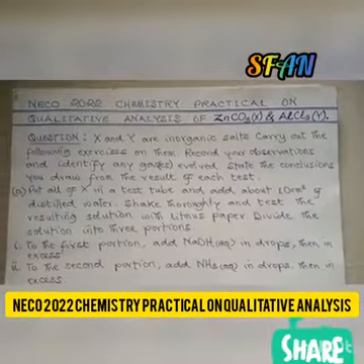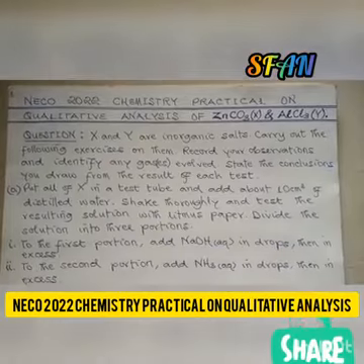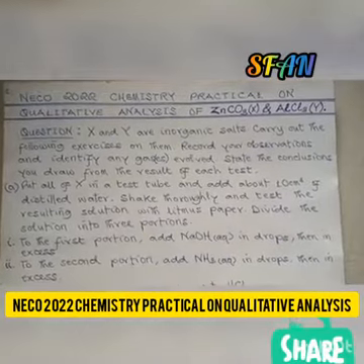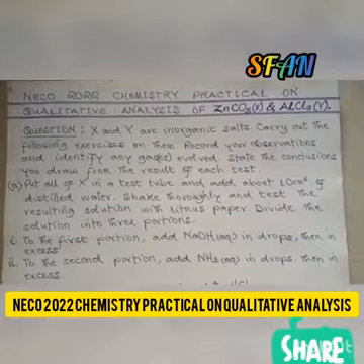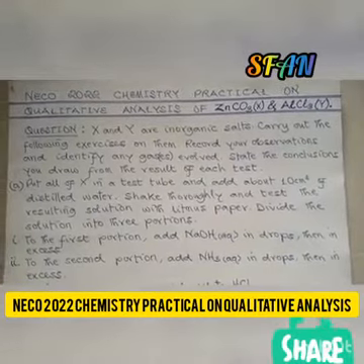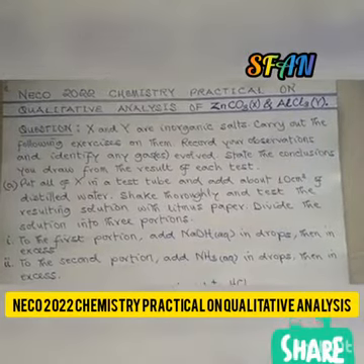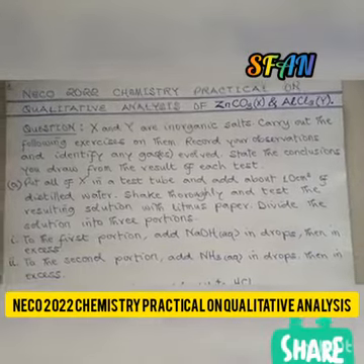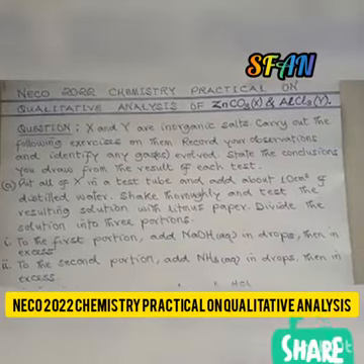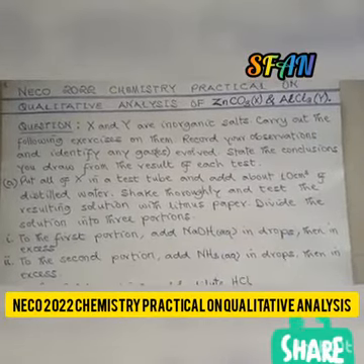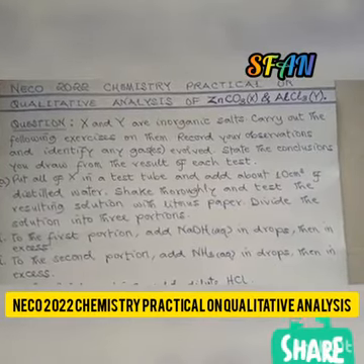Okay, we have a question here that says X and Y are inorganic salts. Carry out the following exercises on them, record your observations, and identify any gases evolved. State the conclusions you draw from the result of each test. A. Put all of X in a test tube and add about 10 cm³ of distilled water. Shake thoroughly and test the resulting solution with litmus paper.